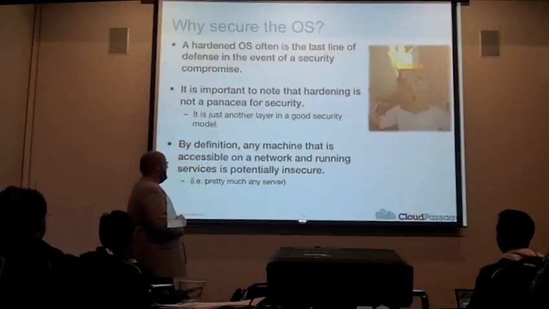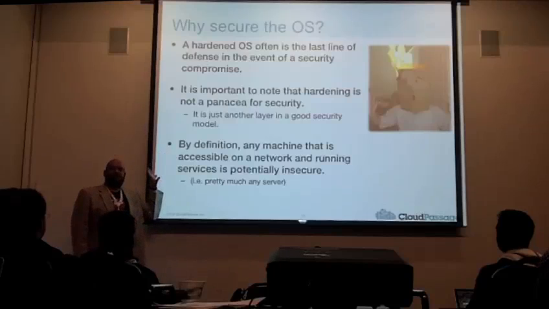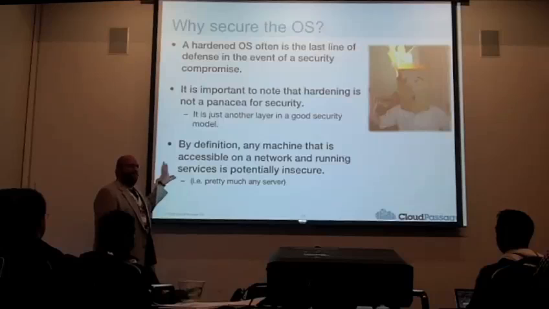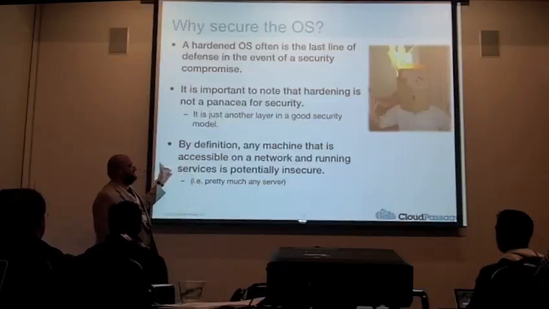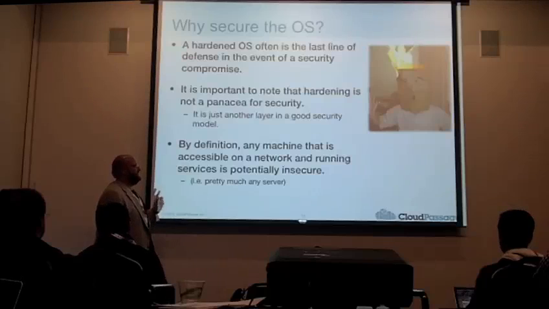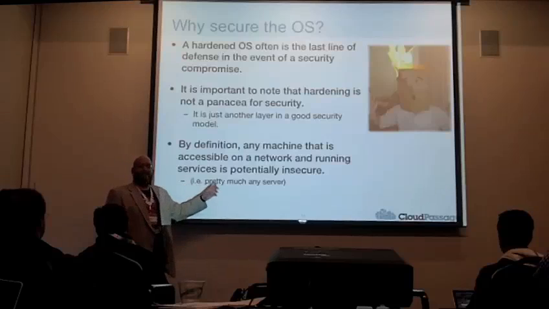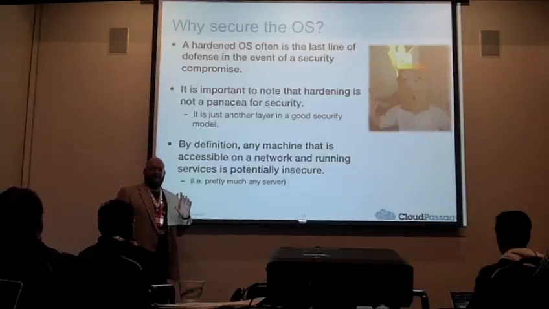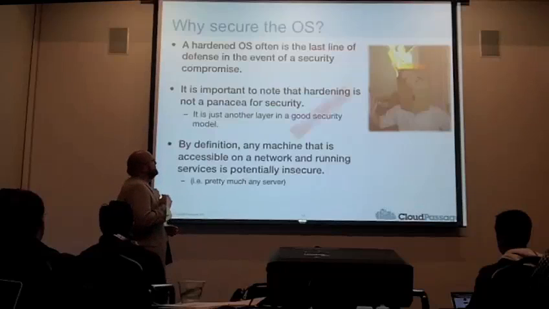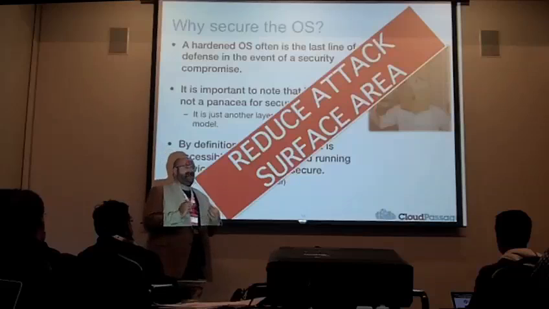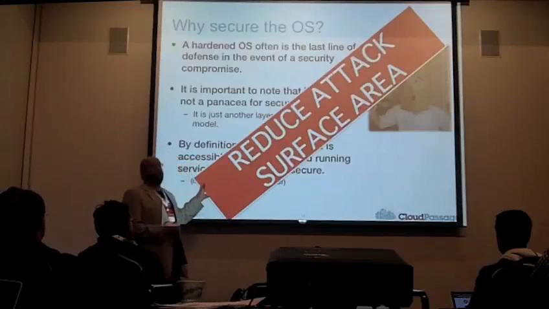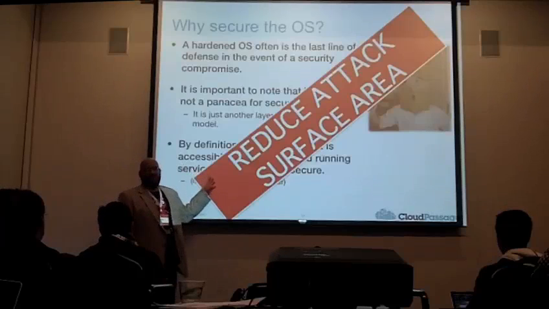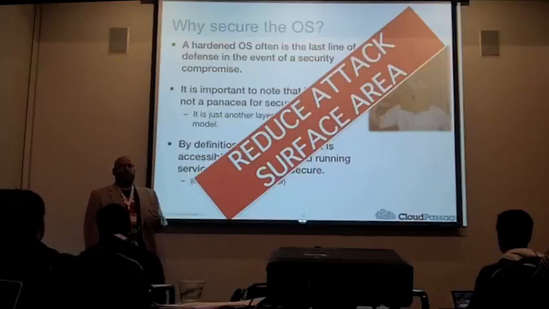So I really like this comment here, and I pulled this from a state security policy from, I can't remember what organization it was, but by definition, any machine that is accessible on a network and running services is potentially insecure, i.e. pretty much any server. They had this in their documentation. It's susceptible to, or it has the potential to be attacked by internal entities, external entities. And by securing the OS, if you take anything from this slide, we want to reduce the attack surface area. We want to shrink how much we have exposed.